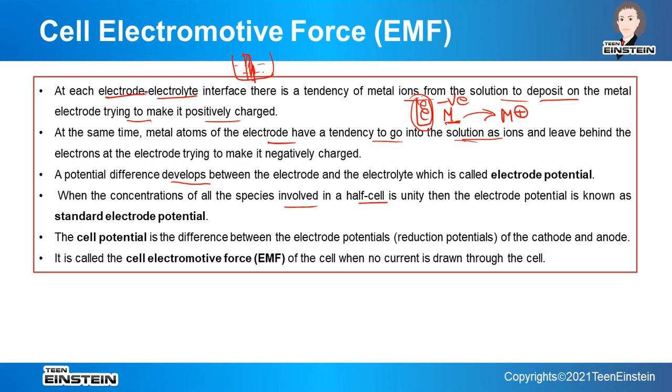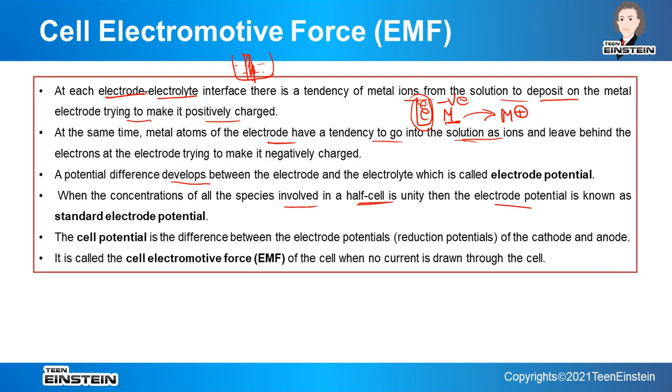Fine. Now, what is a half cell? As I am saying, oxidation and reduction are both going on simultaneously, so that is the complete cell. But if you consider individually the oxidation reaction and the reduction reaction, then these two will be called half cells. When the concentrations of all the species involved in the half cell are unity, suppose 1 molar, then the corresponding electrode potential is known as standard electrode potential.